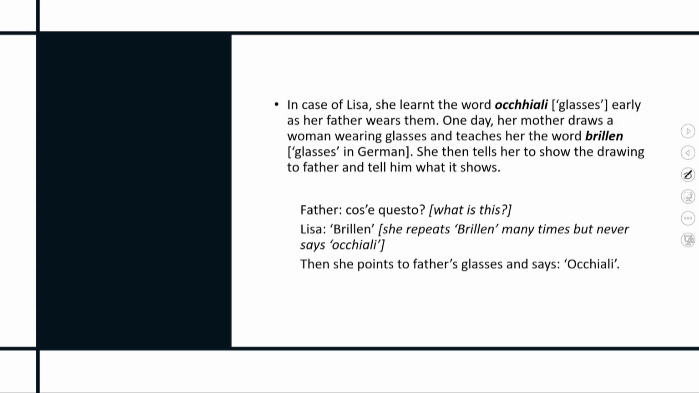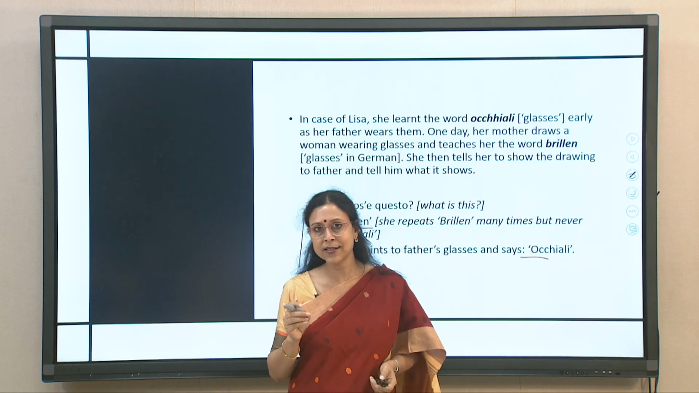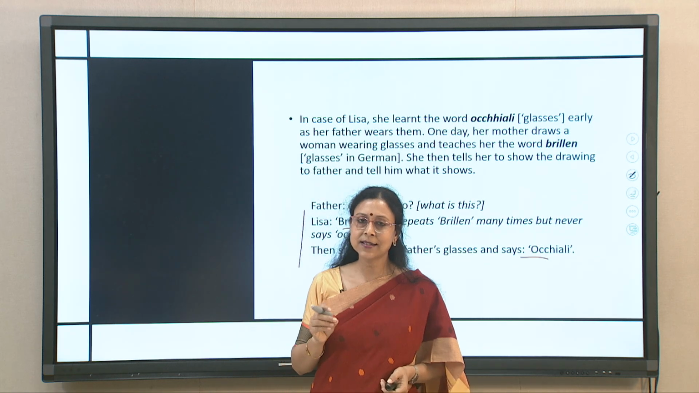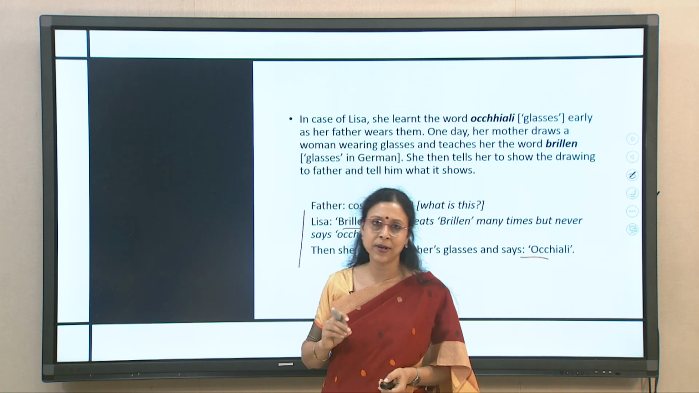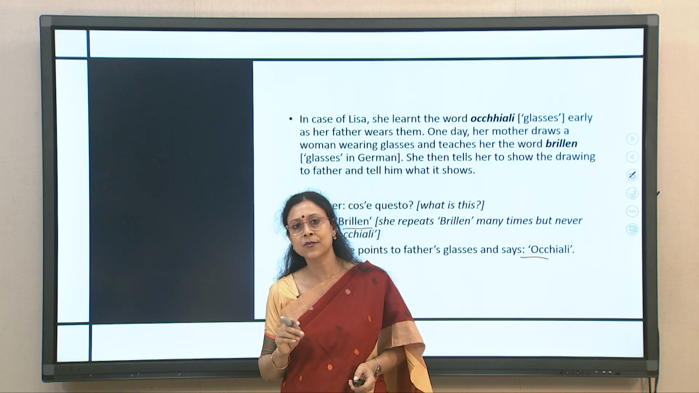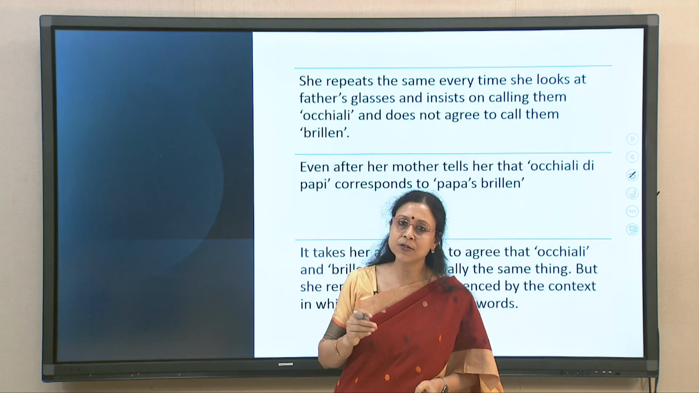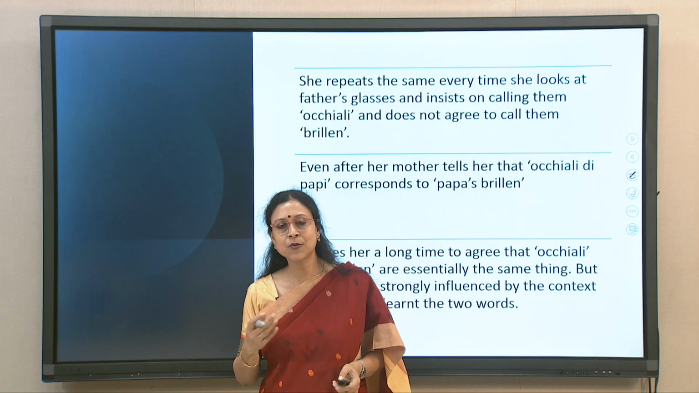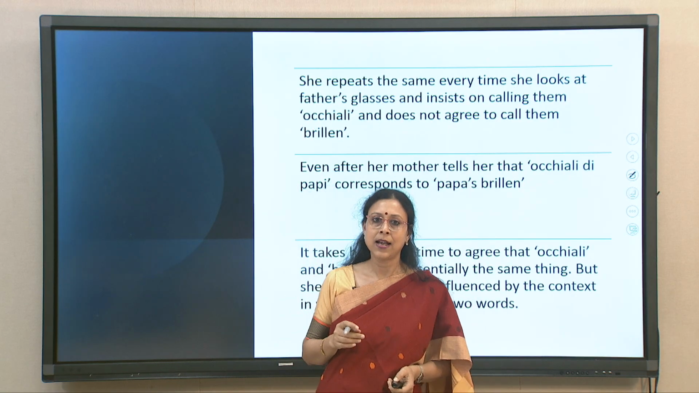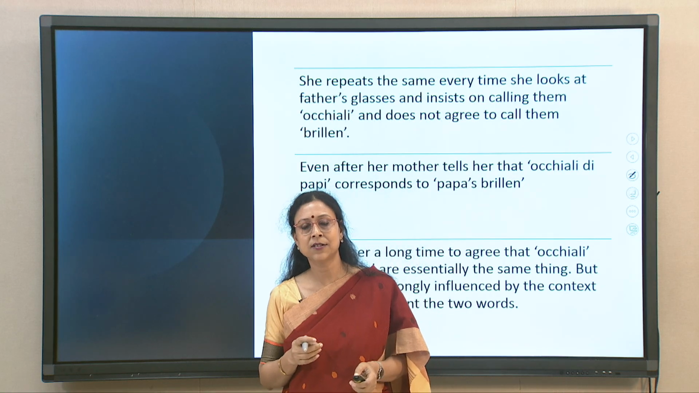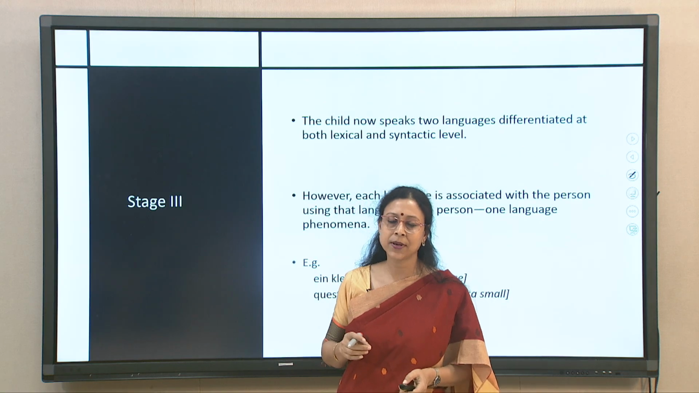Then this is how the conversation goes. The father asks, what is this? She says Brillen, and then she points to the father's glasses and says occhiali. So, what is this entire story basically telling us? She learned that the glasses her father wears are called occhiali, and the glasses in the drawing are called Brillen. So, she will use them only exclusively in that domain. She will never use Brillen for her father's glasses. This took a lot of time for her to understand, and even after her mother corrected her, she took a really long time to separate that out.